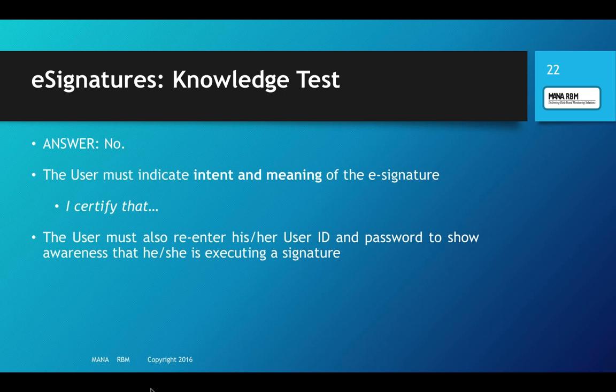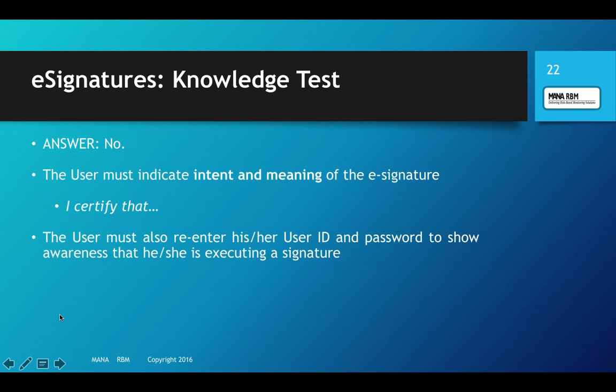So part of the e-signature requires that you indicate an intent and meaning of the e-signature. You'll often hear me talk about an attestation. What am I saying? I'm certifying. So you'll see in the EDC systems, it'll say I've reviewed the documents and the data for this subject and confirmed that it is correct. That would be an example of I certify blah blah blah, and then you sign it. Also, you have to both enter the system with a username and password, and then also do a username and password when you're executing the e-signature.